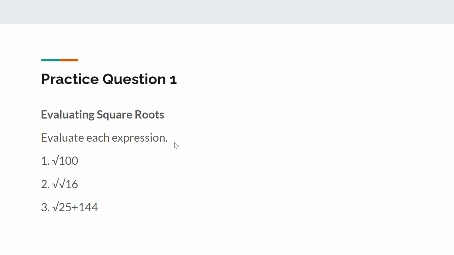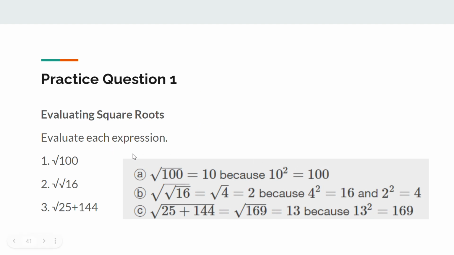Alright, so the answers for these are: the first one is just 10, since 10 squared is equal to 100. The second one, we do the square root twice. So the square root of 16, which is 4, and then the square root of 4, which is 2. So the answer is 2. And for the third one, when we add 25 and 144, we get 169. And since 13 squared is equal to 169, the square root of 169 is equal to 13. So we get 13.